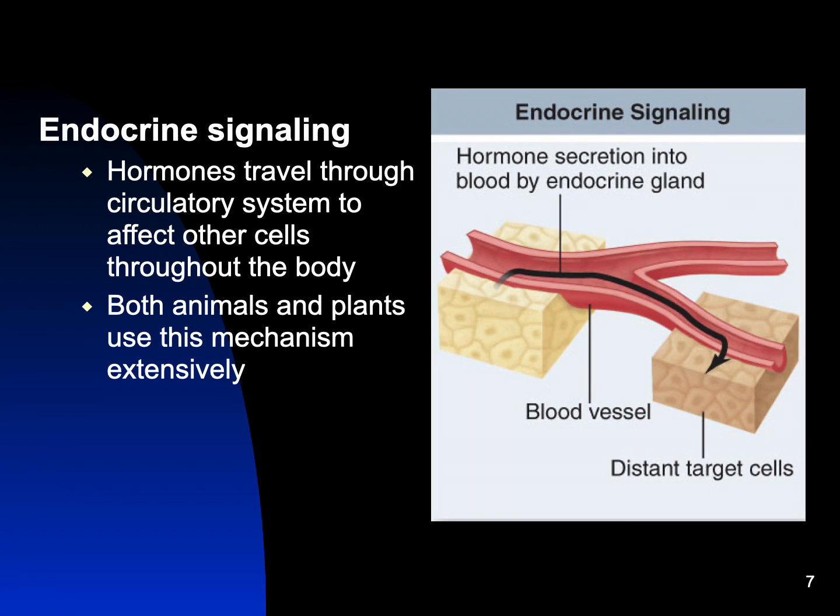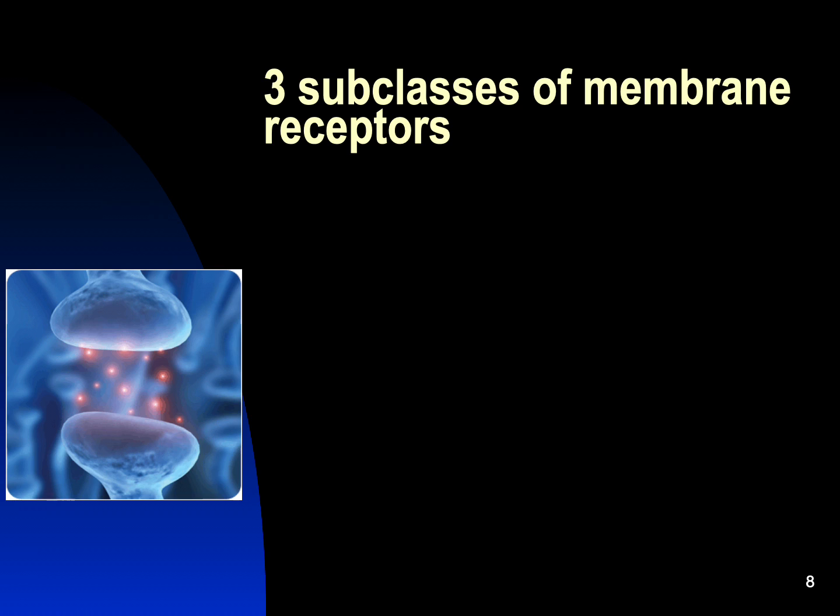Okay, the final type of signaling is endocrine signaling, where the hormones travel a long distance. They usually go through body fluids and can affect cells throughout the body. And this occurs in both animals and plants. We'll talk about hormone molecules in one or two of the examples.